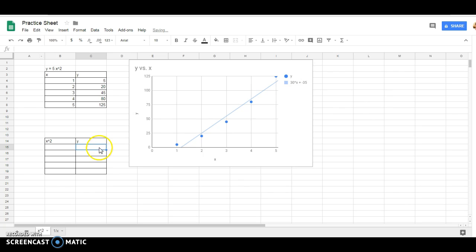I'll just do 5, 20, 45, 80, 125. So I'm using the same y values. But now, instead of using 1, 2, 3, 4, 5 for our x, we're going to graph x squared. So 1, actually I'll write a function, make my life a little easier. So I want to do 1 squared. So it should be 1, 4, 9, 16, 25, and checks out.